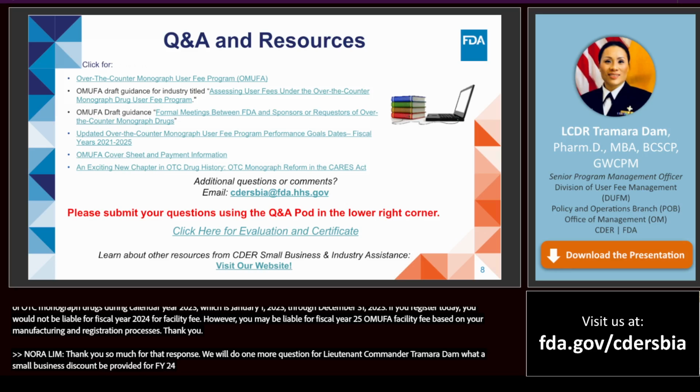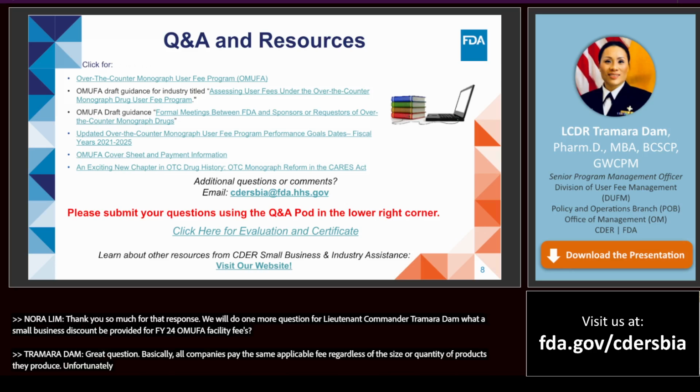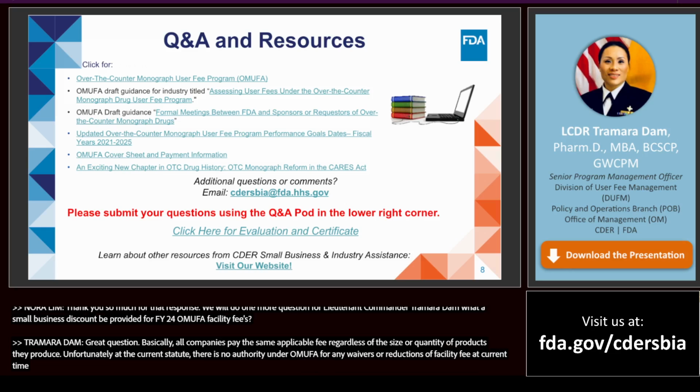Great question. Basically, all companies pay the same applicable fee, regardless of the size or the quantity of products they produce. Unfortunately, under the current statute, there's no authority under OMUFA for any waivers or reductions of the facility fee at this time. All facilities are liable for the same facility fee amount as calculated under Section 744M(c) of the FD&C Act. Thank you.